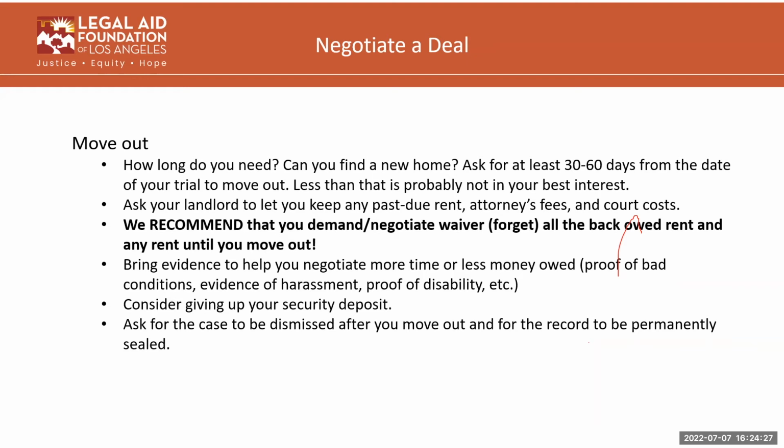And you want to also bring any evidence that can maybe help you negotiate for more time or for less money that you owe. Again, this is proof of bad conditions, pictures, government reports. And one thing with a move-out deal, you may consider giving up your security deposit to try to persuade the landlord to give you more time to move out. And you can also ask for the case to be dismissed after you move out and for the record to be permanently sealed.